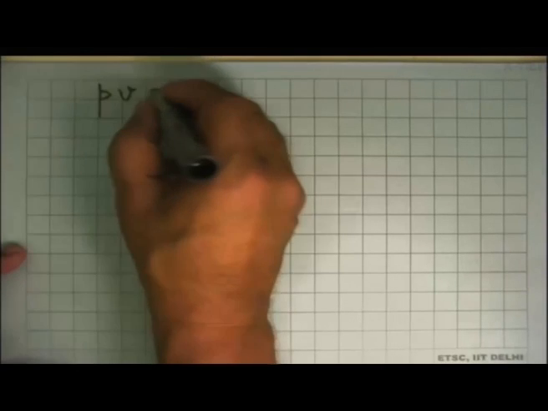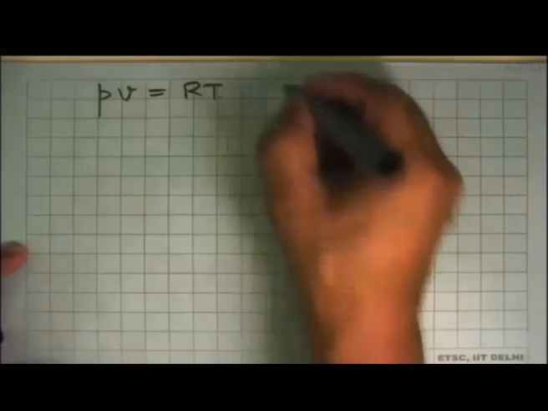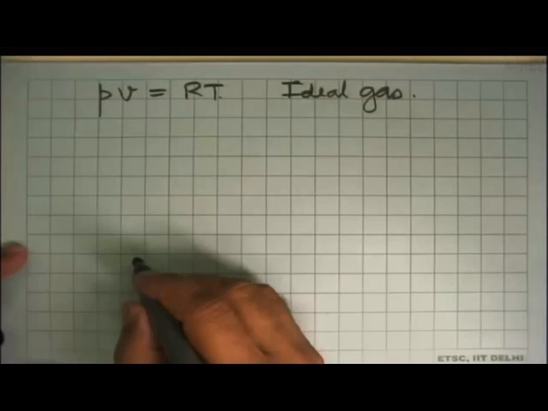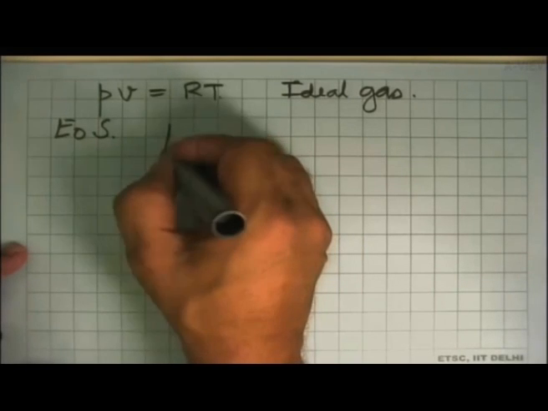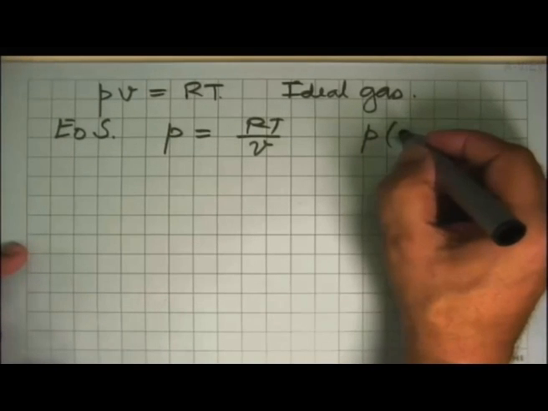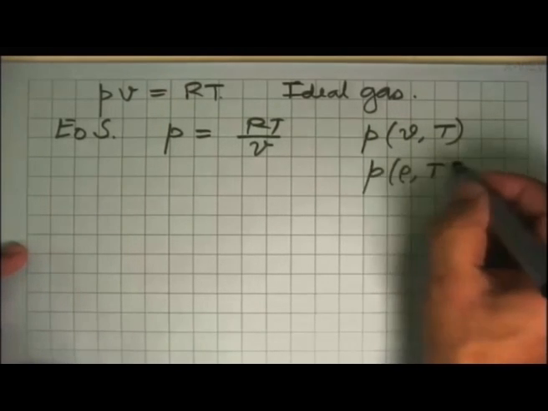And we said that the equation of state, which we are so familiar with, PV equal to RT, doesn't apply to the vapor states, and applies only to an ideal gas. This is the simplest form of the equation of state, let's say EOS, where P is equal to RT upon V. So basically, we have expressed pressure as a function of, say, specific volume and temperature, or rho and temperature.